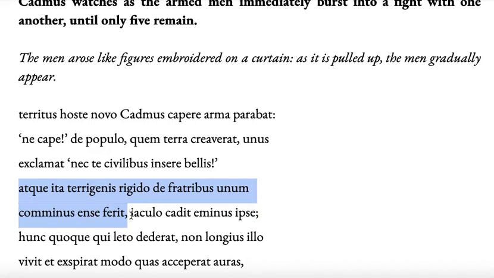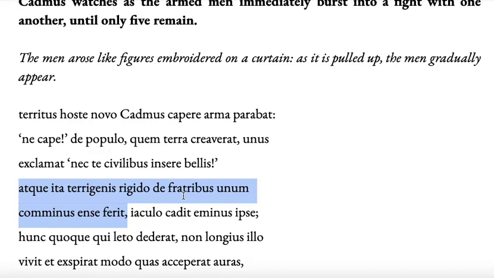with his hard sword, rigido ense. So those are ablative, rigido ense. An ensis is a sword, so with his hard sword, he strikes or smites unum, one, of his brothers, de fratribus. Again, this is something which would be just genitive plural in prose, so you'd have unum fratrium in prose, but here you've got unum de fratribus.